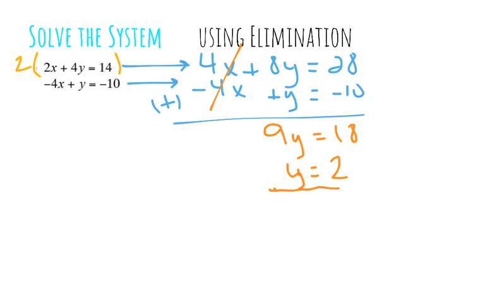And it doesn't matter which one you pick. You can either pick the first one or the second one. And I'm just going to go ahead and pick the second one. So we had negative 4x plus y equals negative 10.